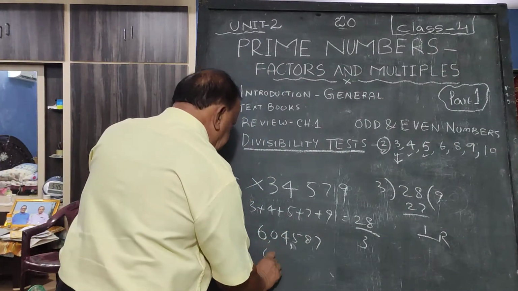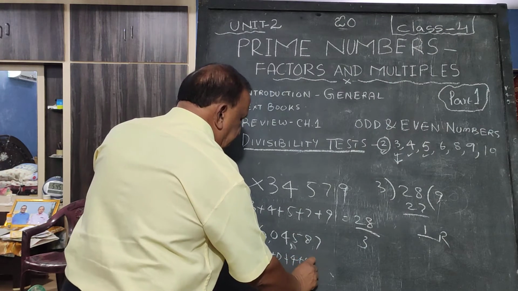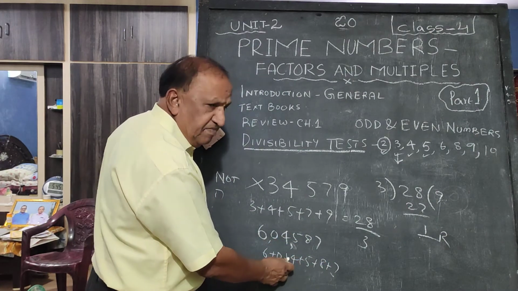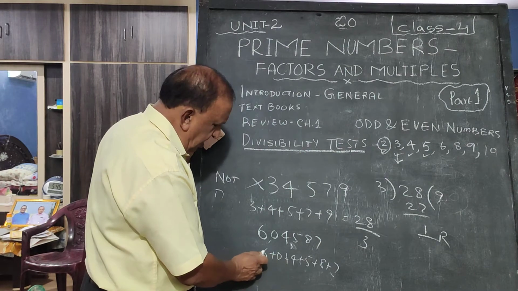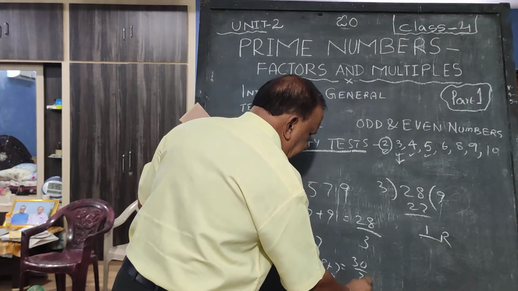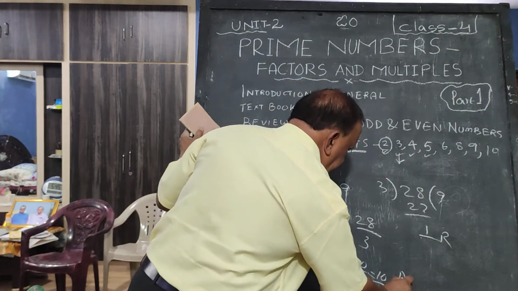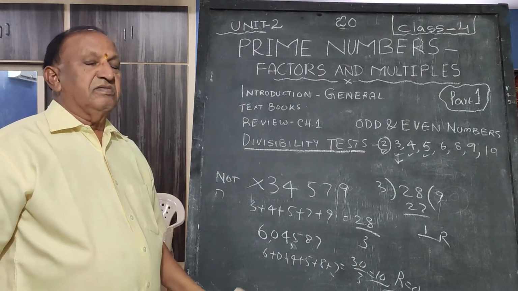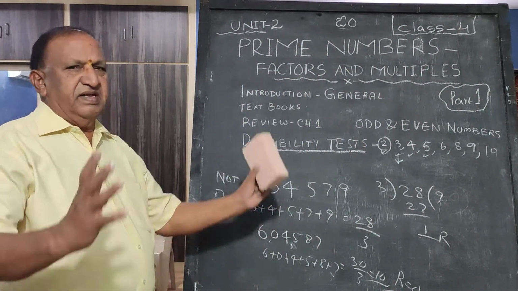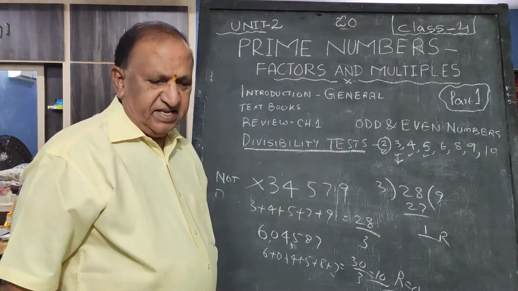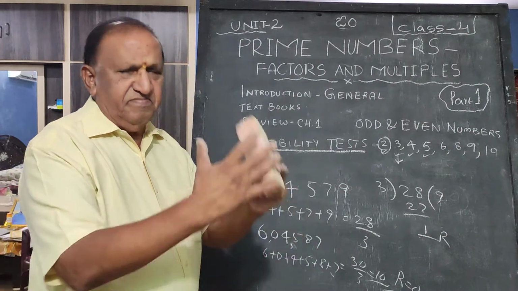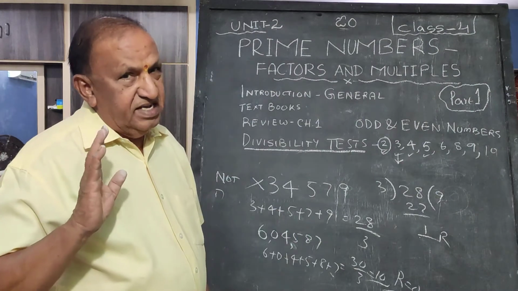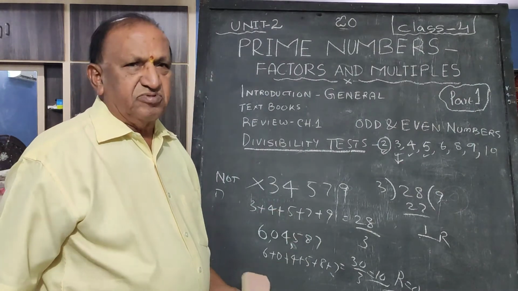So we add 6 plus 0 plus 4 plus 5 plus 8 plus 7. 8 plus 7, 15 plus 5, 20. 20 plus 4, 24 plus nothing is 24 plus 6, that is equal to 30. Can you divide 30 by 3? There is no remainder, it is 0. Therefore, this number is divisible by 3. So what is the technique? Given a number, no matter how many digits there are, all you do is add them and see if the total is divisible by 3. Then the number is divisible by 3.